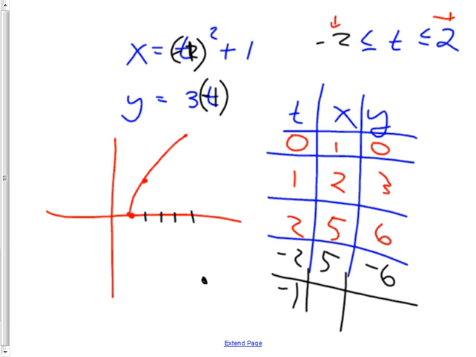-1 squared is 1, plus 1 is 2 for my x, and my y is 3 times -1 is -3. So 2 comma -3. Oh, see, what rules do these parametrics not have to follow anymore? Vertical line test. Okay, so you can have your curve go like that, whereas before we couldn't write a single function that would do that. Okay, now that's you plotting some points and making a graph.